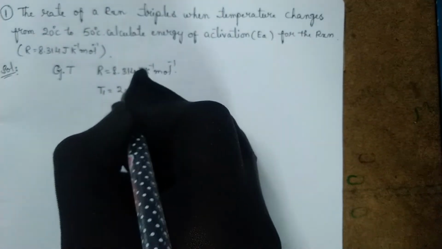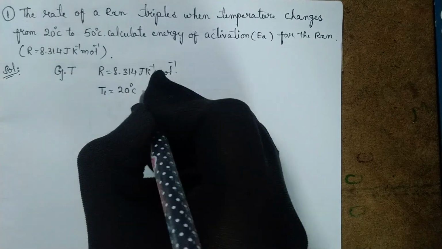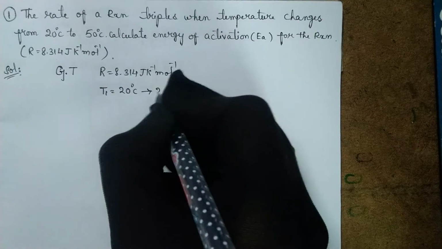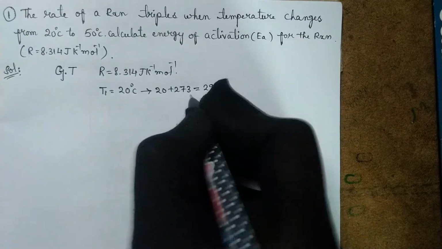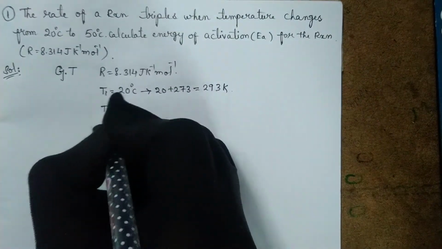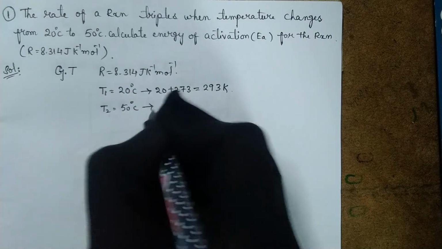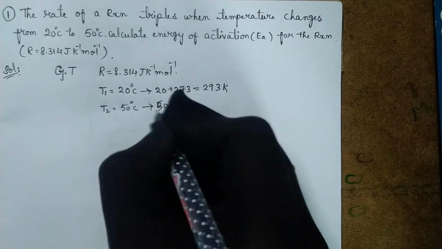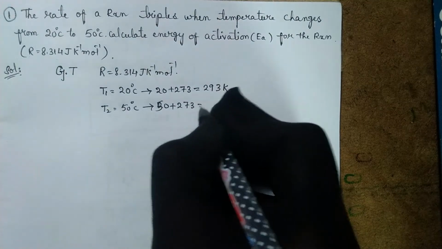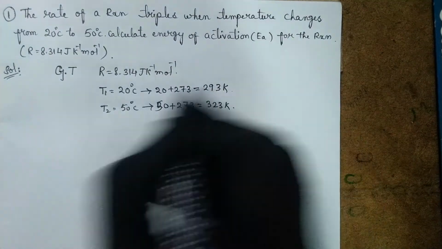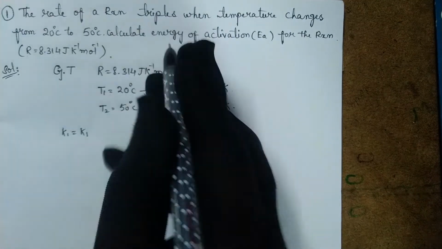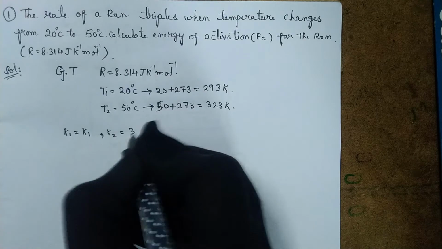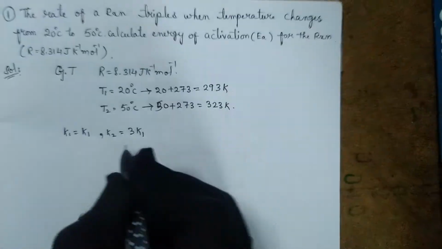T1 is equal to 20 degrees Celsius, which we have to convert into Kelvin. So 20 plus 273 means 293 Kelvin. Now T2 is equal to 50 degrees Celsius, and converting into Kelvin, 50 plus 273 is equal to 323 Kelvin. Now K1 is K1 only, but when the rate of the reaction triples, K2 is equal to 3 times K1, isn't it? K2 is equal to 3 K1.